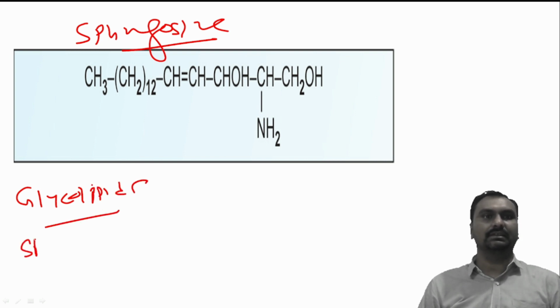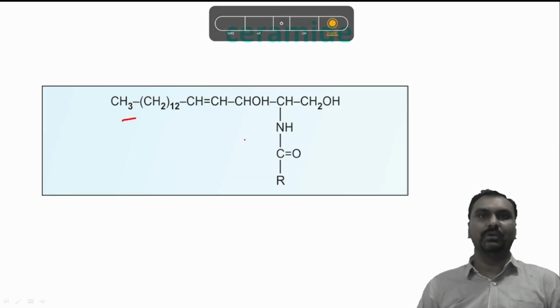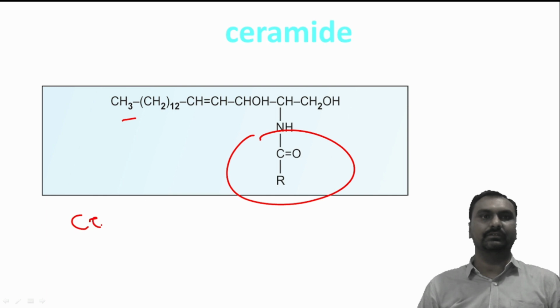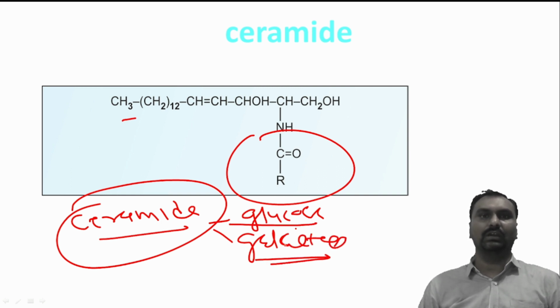Okay, the basic structure: the alcohol in glycolipid is sphingosine. You can see it is an 18 carbon amino alcohol. To this sphingosine, a fatty acid is attached, and it is called ceramide. Now to this ceramide, if one monosaccharide is attached, either glucose or galactose, it is called cerebroside.